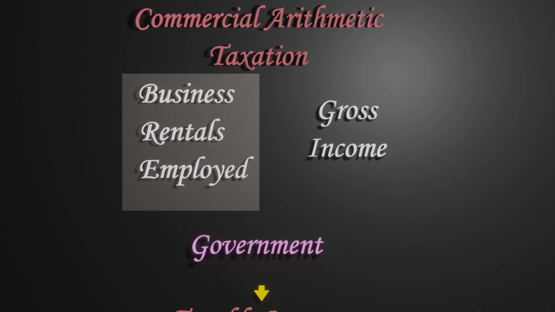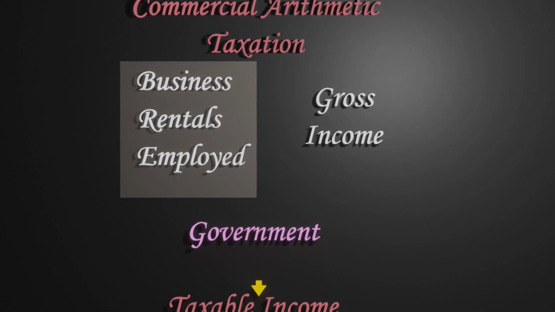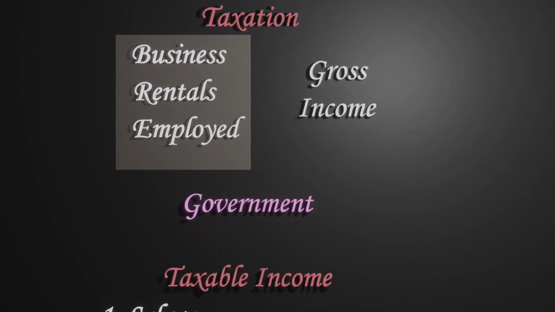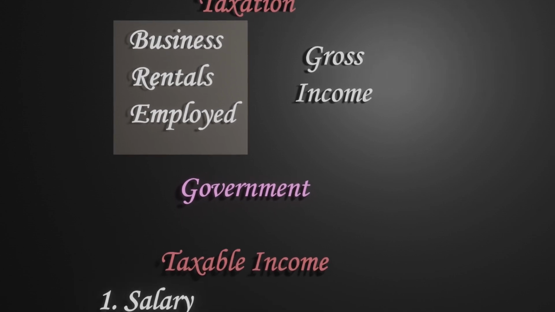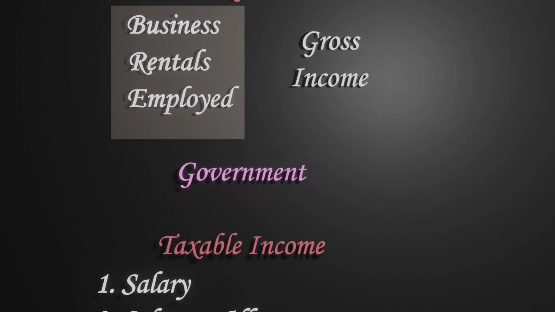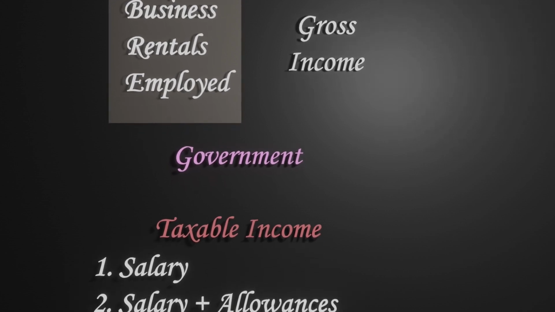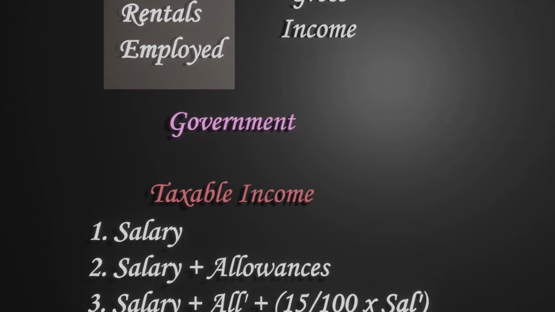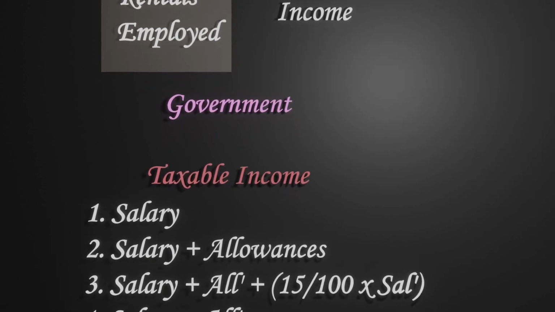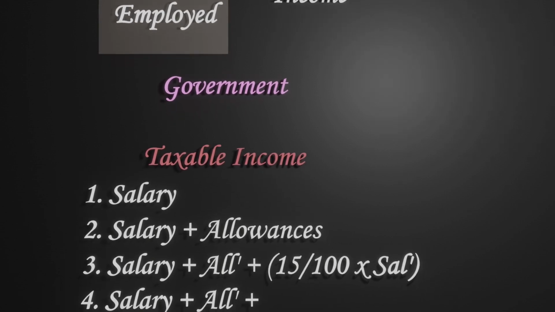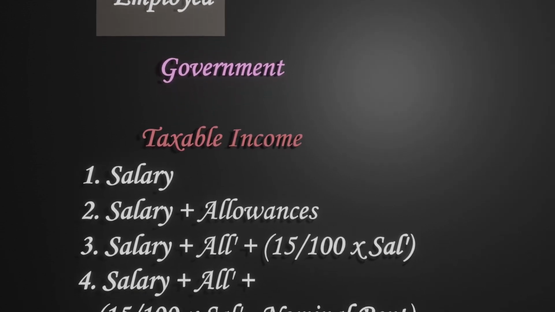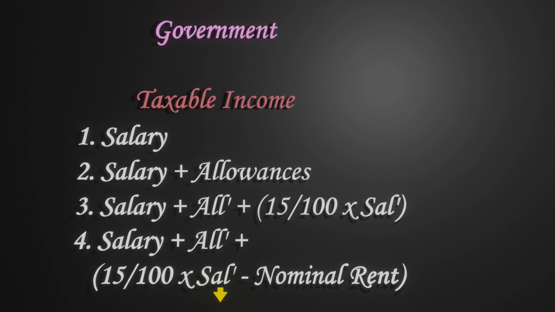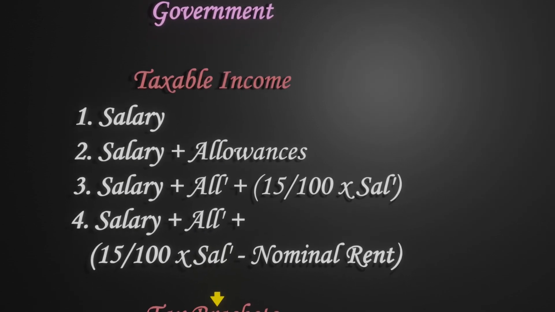The taxable income, the way it is calculated, there are 4 different ways. Number 1 is when somebody only gets a salary, and in that case the taxable income will be the salary alone. The second way is when the person also gets allowances, so the taxable income will be the salary plus allowances. The third way is when the person is housed by the employer. In that particular case, we add 15% of the salary to the salary plus allowances to get the taxable income. And the last way is when the person is paying some rent, which is called the nominal rent, and this is subtracted from the 15% of the salary.